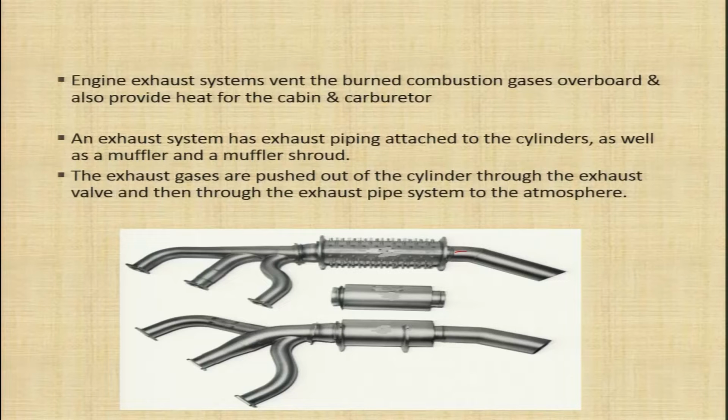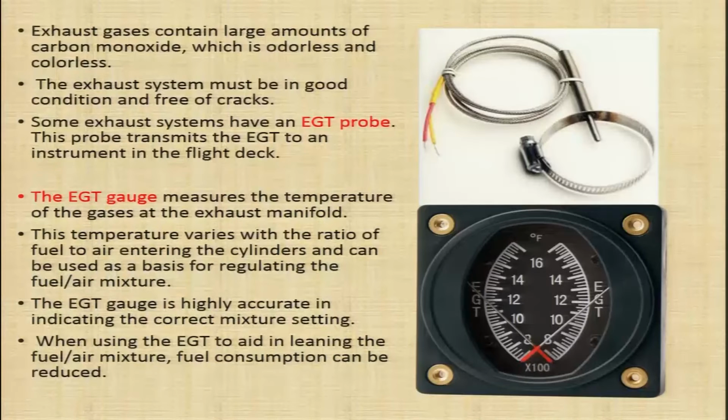The exhaust gases are pushed out of the cylinder through the exhaust valve and then through the exhaust pipe system to the atmosphere. Exhaust gases contain large amounts of carbon monoxide, which is odorless and colorless. We have seen earlier also that exhaust gases have large amounts of carbon monoxide gas, which is colorless and odorless.